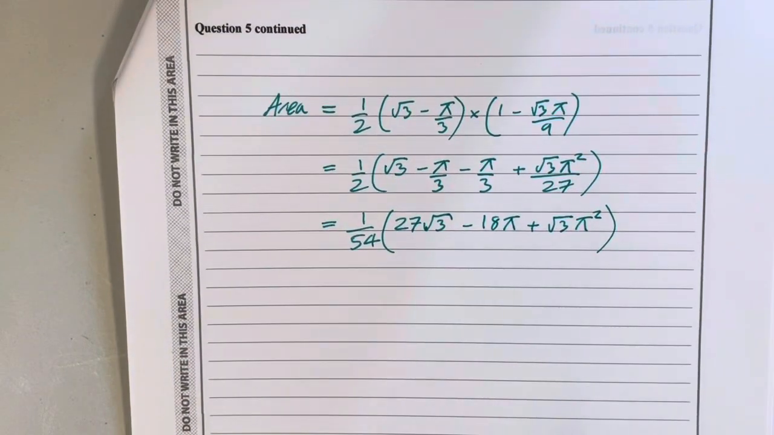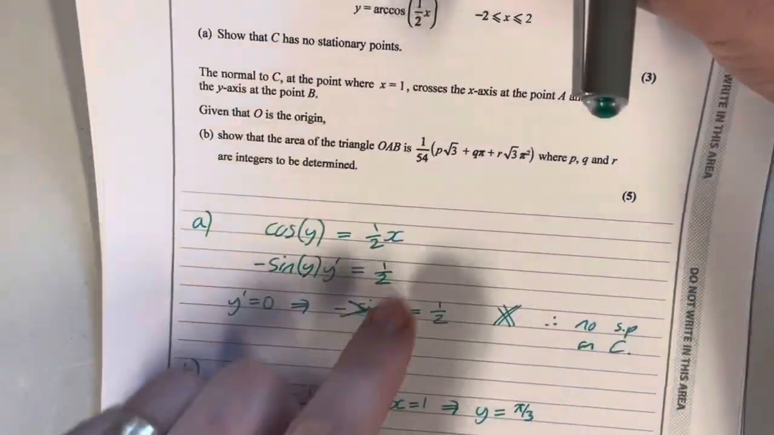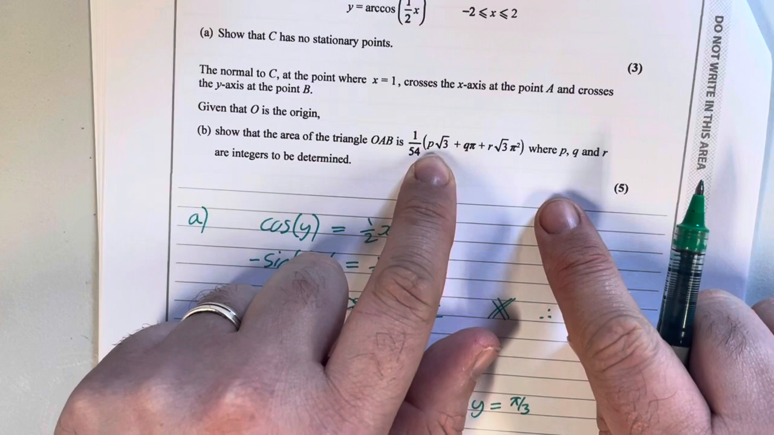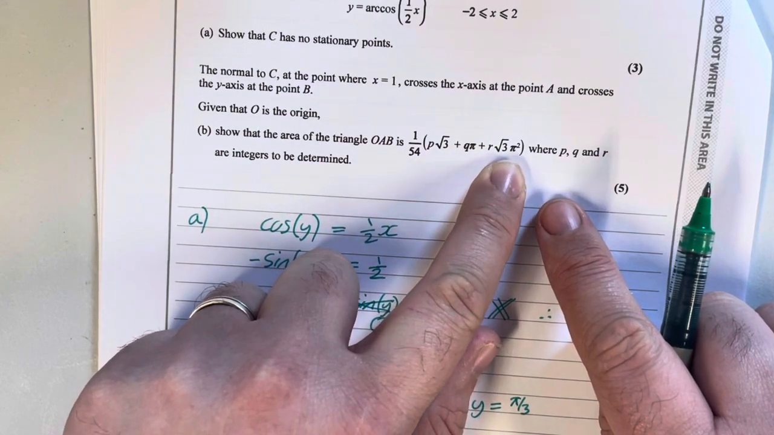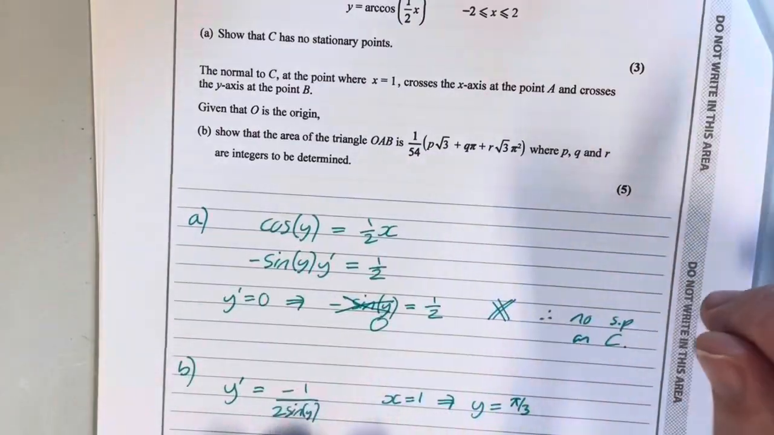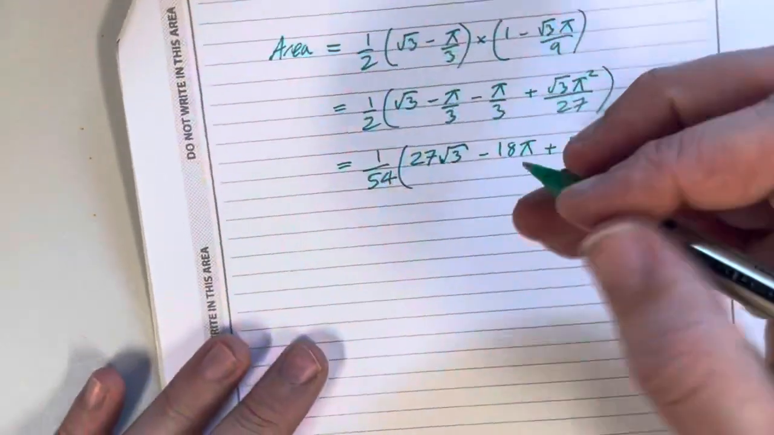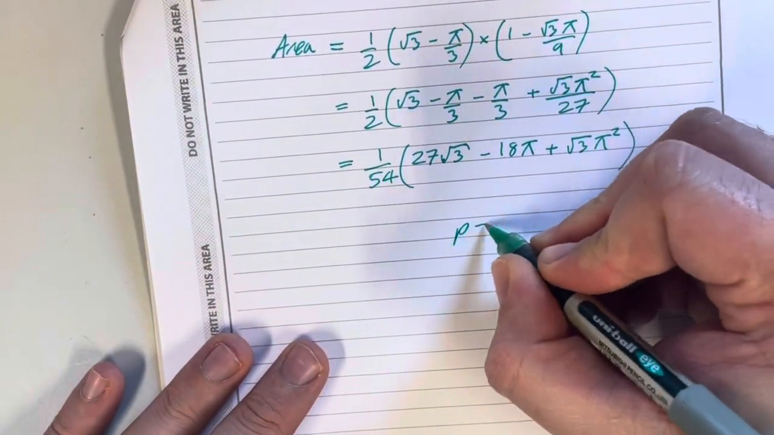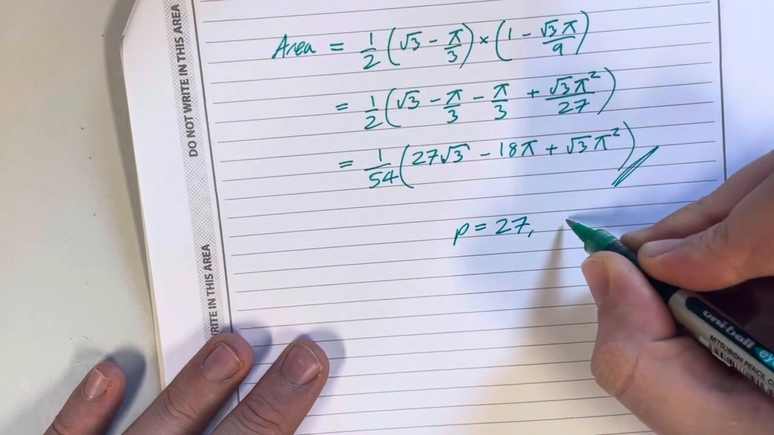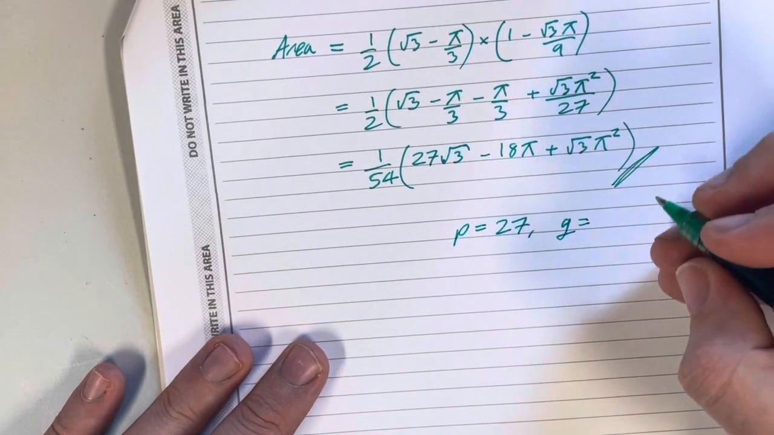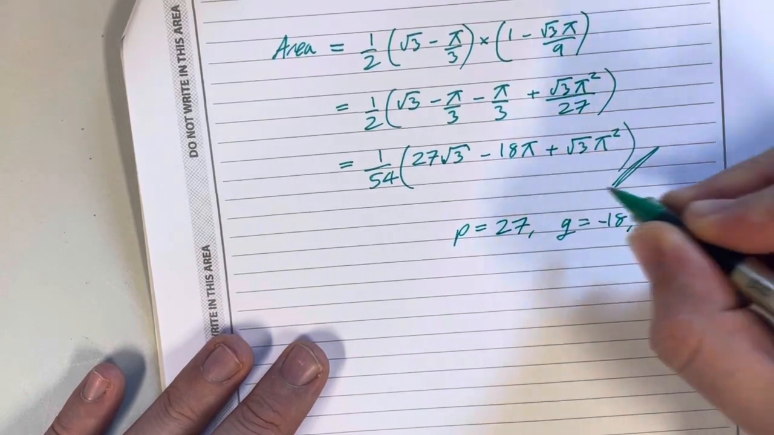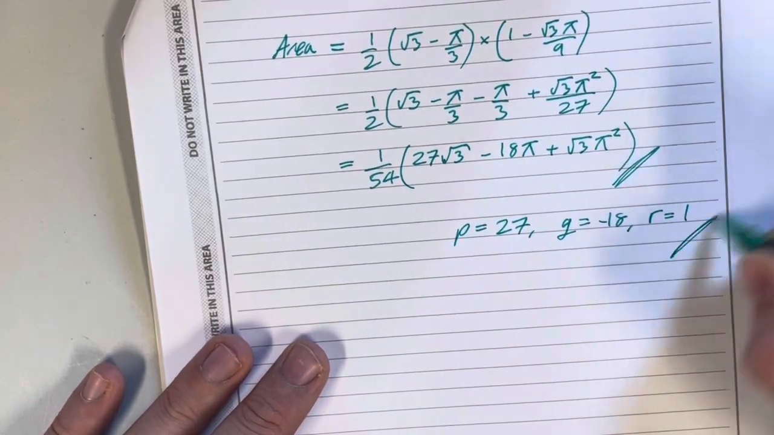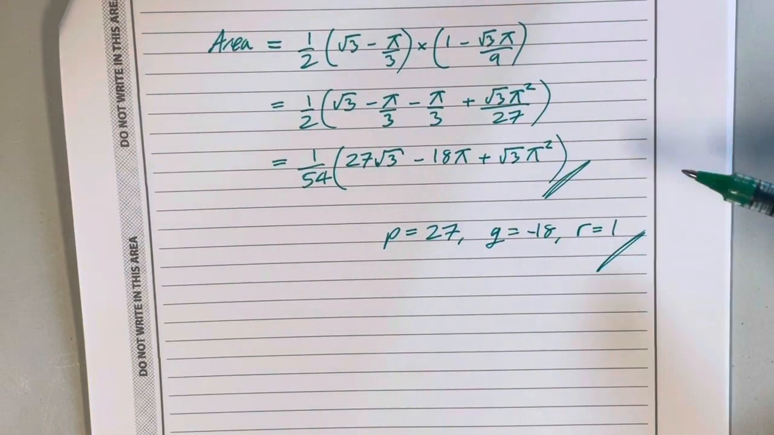Let's just check back to what the question is asking for the form. Okay, so it's something times root 3 plus something times pi plus something times root 3 pi squared. So that's exactly what I've got. So p is the coefficient of root 3, so p is 27. Q was the coefficient of pi, which is minus 18. And r was the coefficient of root 3 pi squared, which is 1. That's my answer.